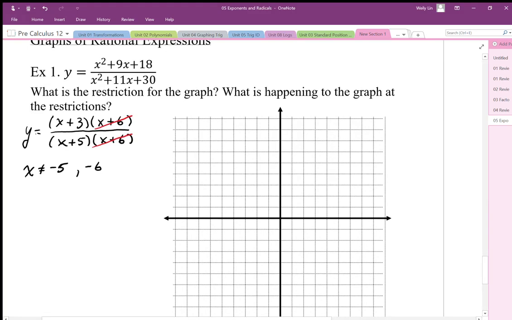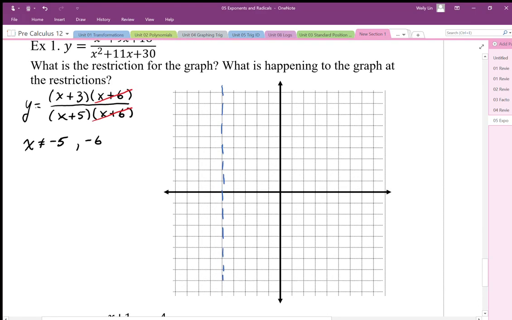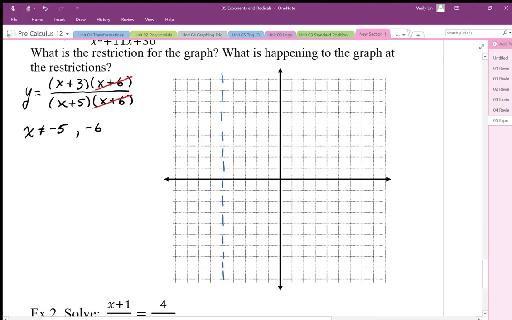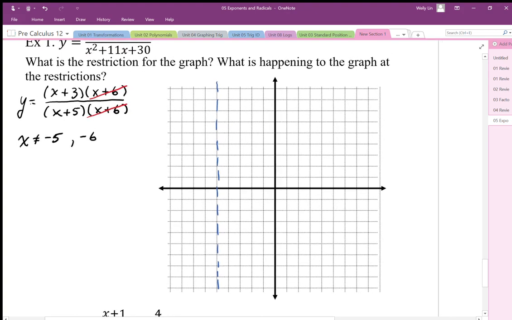So what happens at the restrictions? At x equals negative 5, we get something called a vertical asymptote. If this is the first time you've seen it, that's okay. We'll be doing more of this later. So there's my vertical asymptote. This means I cannot have an x value at negative 5. And then I can start plotting some points to figure out what this looks like.